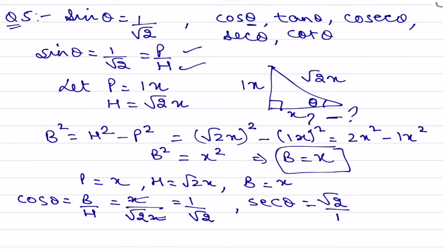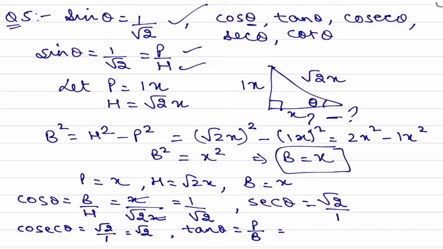The next is cosecant. Cosecant is the reciprocal of sine. Sine is 1 by root 2. So cosecant theta will be root 2 upon 1, or you can say just root 2. If the denominator is not given, it's understood that the denominator is 1. Next is tan theta. Tan theta is P upon B. Perpendicular is x, base is also x. Both are cancelled, so 1 upon 1. Next, cot theta is the reciprocal of tan. Tan is 1, so cot will also be 1.